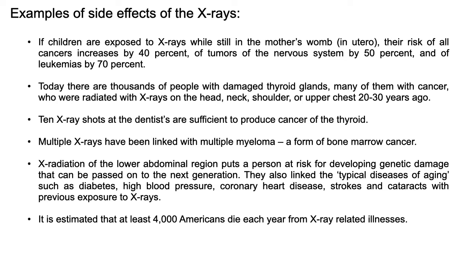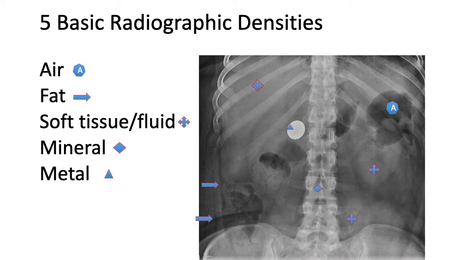Okay, so let's talk about the basic radiographic densities. We have 5 basic radiographic densities in general: air, fat, soft tissue and fluid, mineral, and metal. On your right, the round white object is a coin. A coin is metal, and you can see it's very white. Then we have mineral, which includes bones, like the ribs, the spine, and in this case the pelvis.